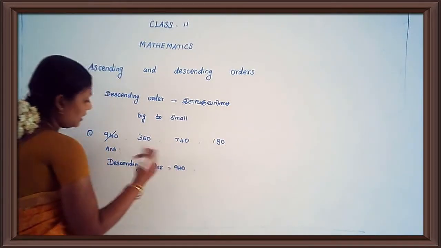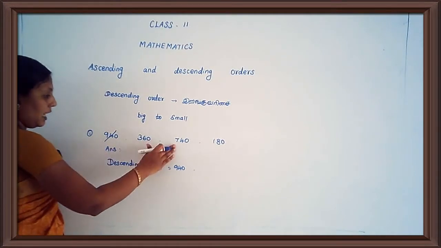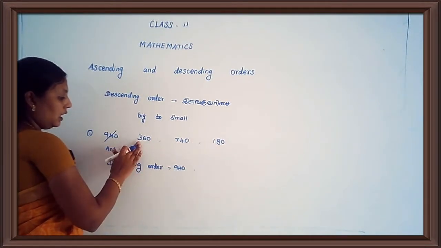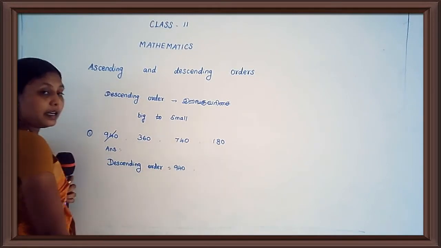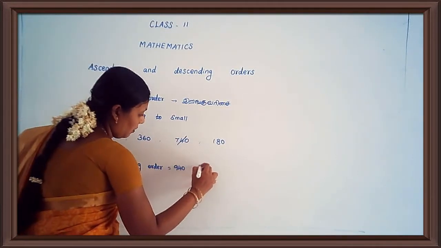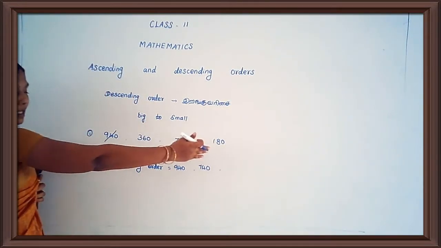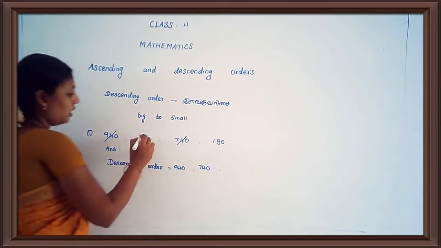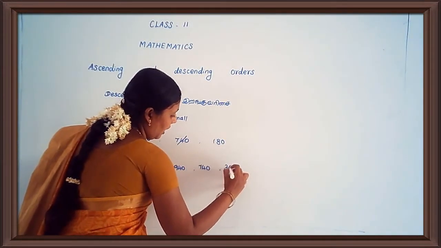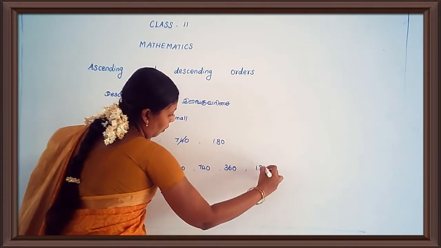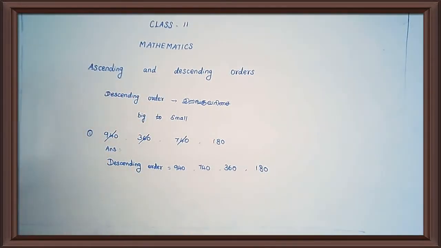So you cut and write 940. Then see the next one, 300, 700, 100. Which is greater? 700. So you cut and write here 700. Then see the next one, 300 and 100. Which is greater? 300. So you take and write 360. Remaining one, 180. Remaining only one is there, so we write the remaining number. You take and write 180.